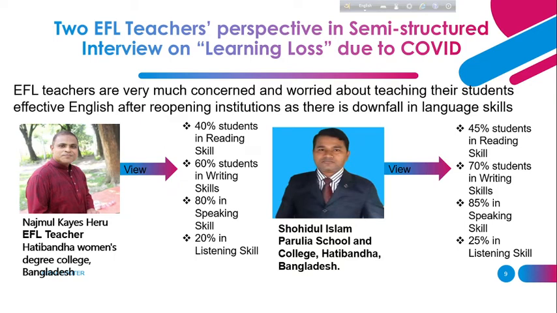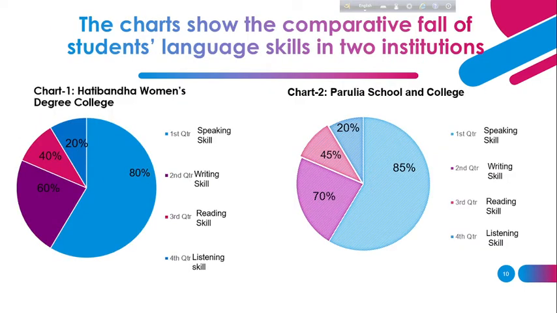Here, I am going to tell about the perspectives of two English language teachers of two different institutions in my locality. This is learning loss due to COVID. In the interview, the two teachers have said there is a downfall in language learning. Here, 40% students in reading skill, 60% students in writing skills, 80% students in speaking skill, and 2% in listening skills. The chart shows the comparative fall of students' language skill in two institutions. From the chart, we can learn that there is a large learning loss in language learning, especially English.